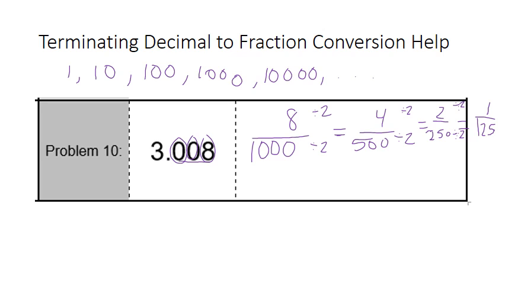And we're not quite done. This was just the value of 0.008. Don't forget that we have this whole number 3 in the front, so we need to put a whole number 3 on our final answer. That makes our final answer 3 and 1 over 125.